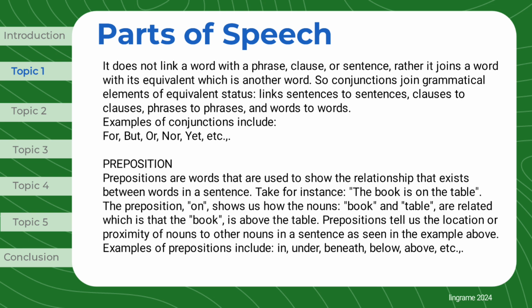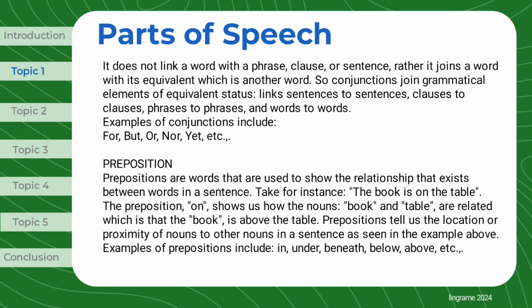It does not link a word with a phrase, clause, or sentence, rather it joins a word with its equivalent, which is another word. So conjunctions join grammatical elements of equivalent status, links sentences to sentences, clauses to clauses, phrases to phrases, and words to words. Examples of conjunctions include for, but, or, nor, yet, etc.